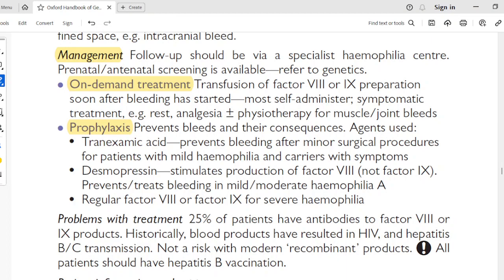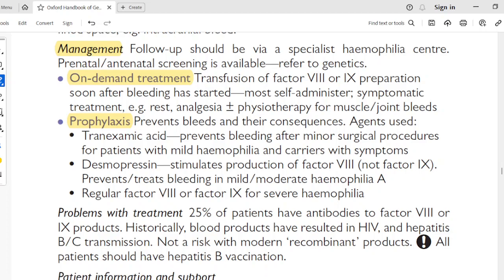So in case of hemophilias, there is on-demand treatment: transfusion of factor 8 or factor 9 preparation soon after bleeding has started. Most self-administer. Symptomatic treatment, for example rest, analgesia plus physiotherapy for muscle or joint bleeds.